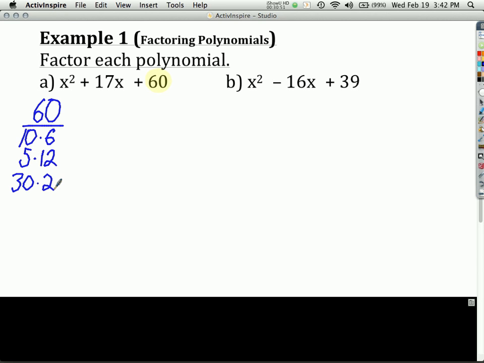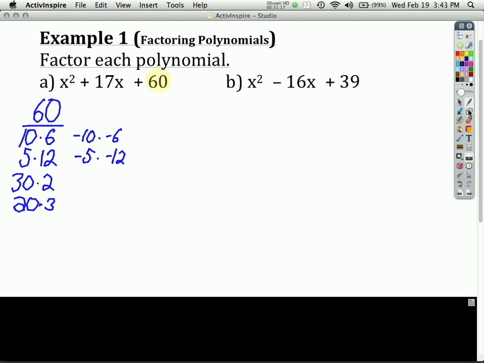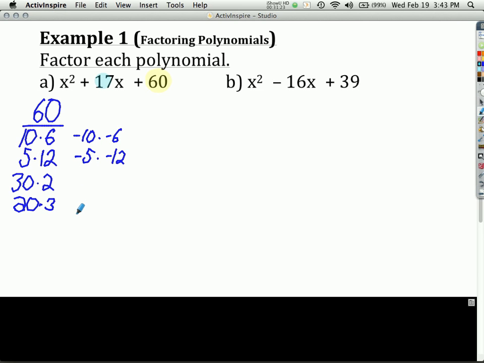Stephanie? 20 times 3. And in fact, with all of these, when you talk about a positive number, it could be -10 times -6. It could be -5 times -12. But here's the thing. We have to find the factor pair that actually adds to this number. So now we have to go through and find which pair adds up to 17. Luckily, the hard work was done for us by an enthusiastic young person in the back who figured out that that is the factor pair.